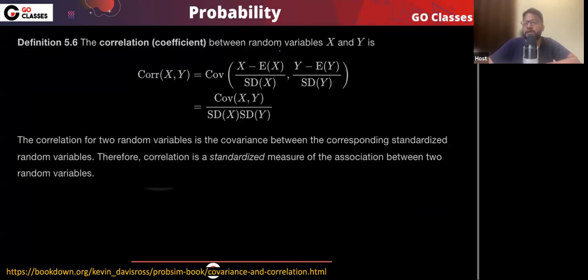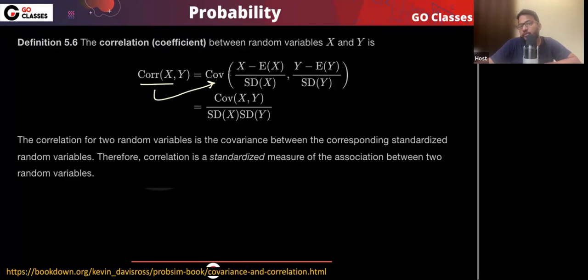How many of you remember that if you want to standardize any random variable, you need to do something like this, from module 1: subtract the expectation and divide by the standard deviation. So the correlation formula is coming from the covariance only.